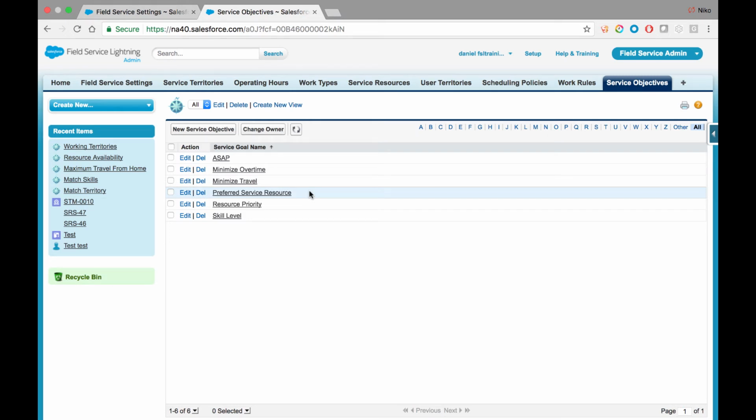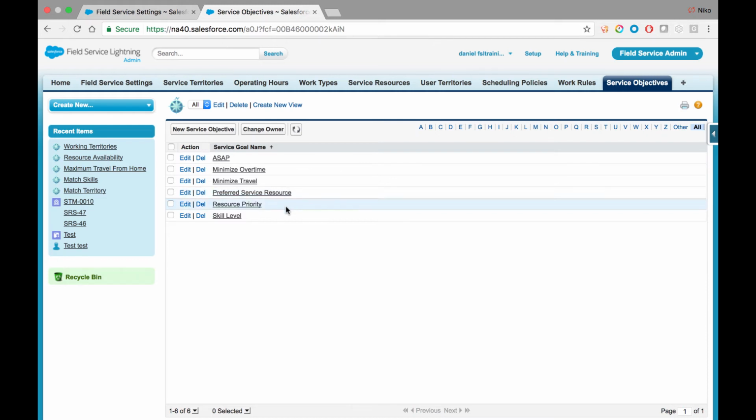Preferred resource is not a mandatory resource, but rather someone you would like to have on site if possible. If not, let's schedule someone else. If you have such preference in your field service operation, the preferred service resource objective is an important one to activate.